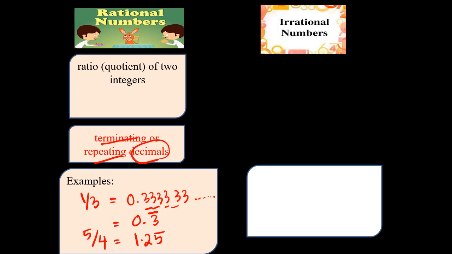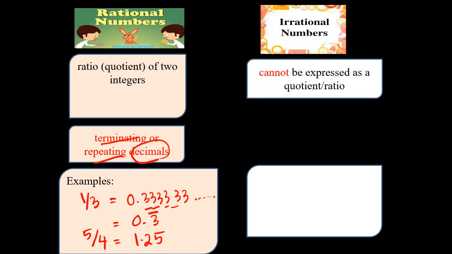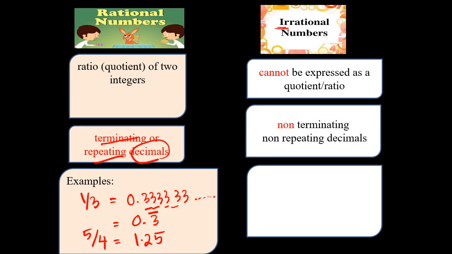Okay, how about irrational number? So irrational will be the opposite of the rational number, which is cannot be expressed as a quotient or ratio. So non-terminating, non-repeating decimal, that is the characteristics. So for example, we have square root of 3, square root of 5, exponent, pi. So anyone know what is pi? Pi is 3.1415925. Okay, so these are the irrational.